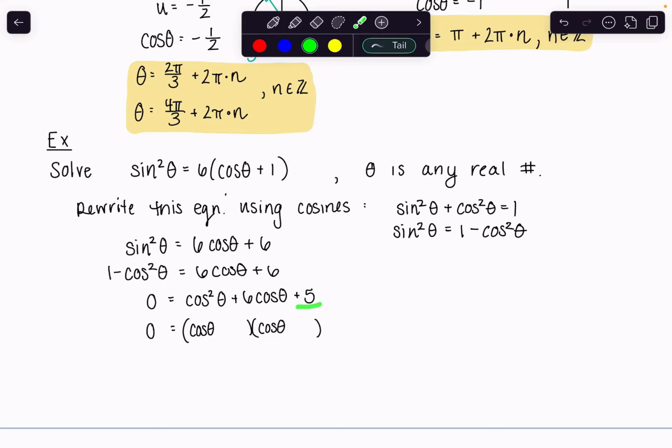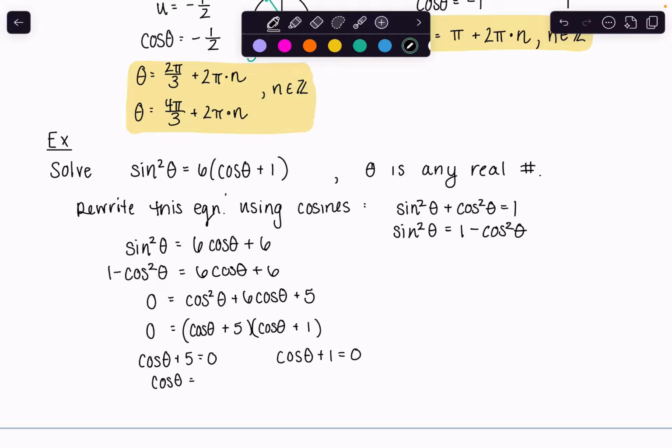And then the only nice way to multiply to 5 is 5 and 1. And everything is positive, so we go ahead and make it all positive. The outer gives you 1 cosine of theta, the inner gives you 5 cosine, which indeed adds up to 6 cosine. Okay. So now this gives me two equations that I have to solve. So cosine of theta plus 5 is equal to 0, or cosine of theta plus 1 equals 0.